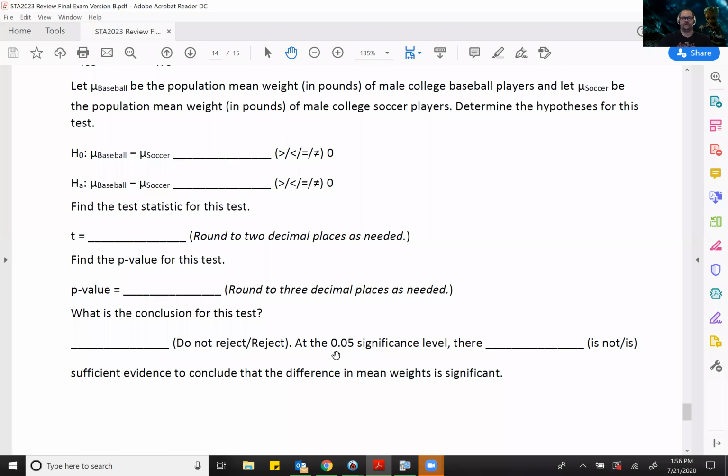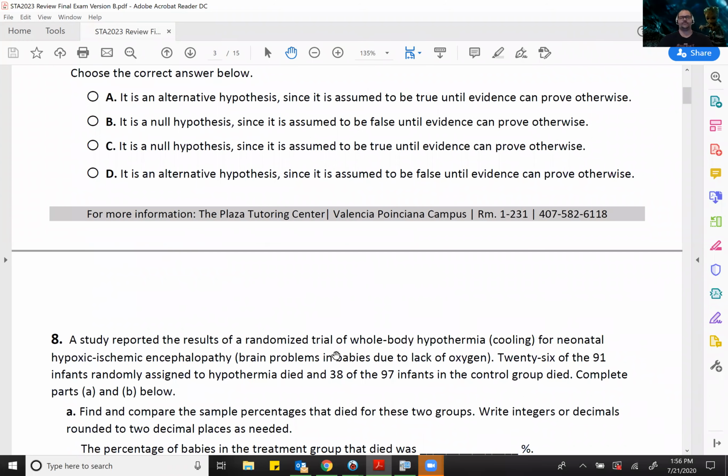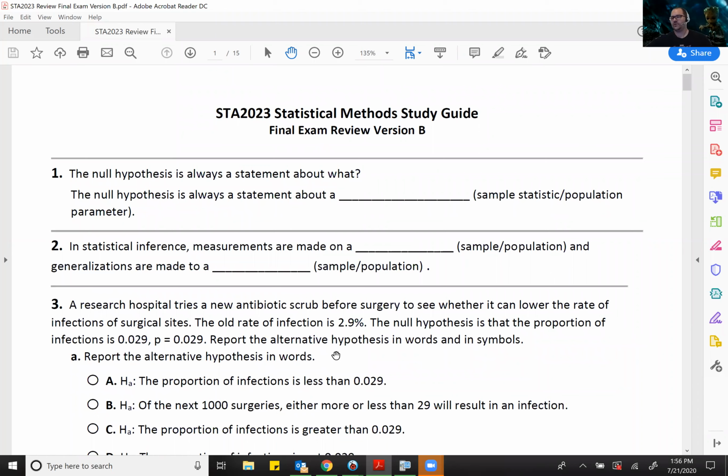That is what you need to be able to complete for us in this exam 3, which covers chapter 7, chapter 8, and chapter 9.